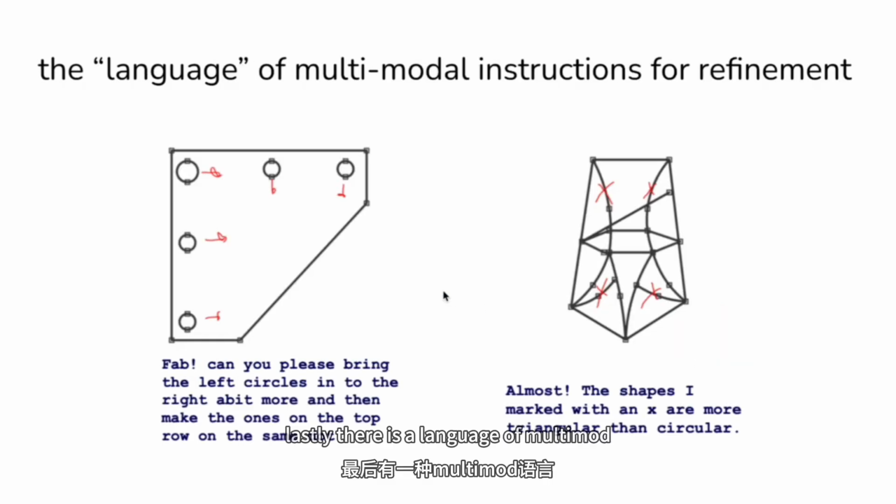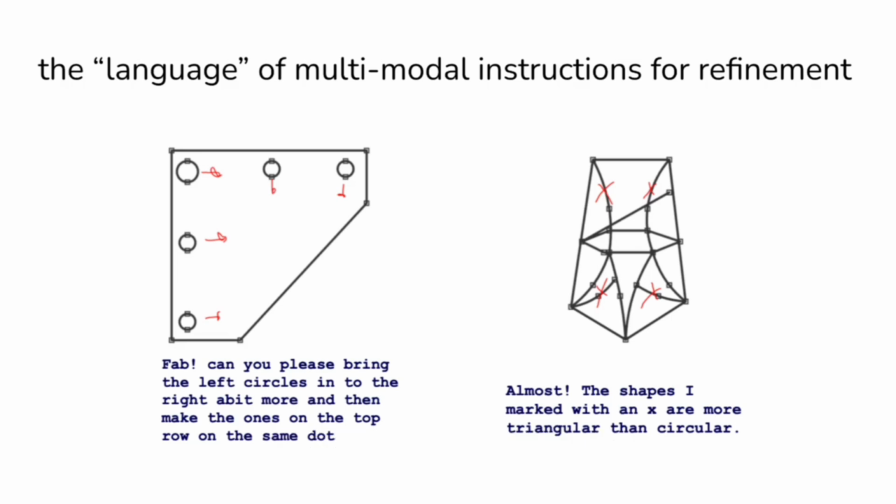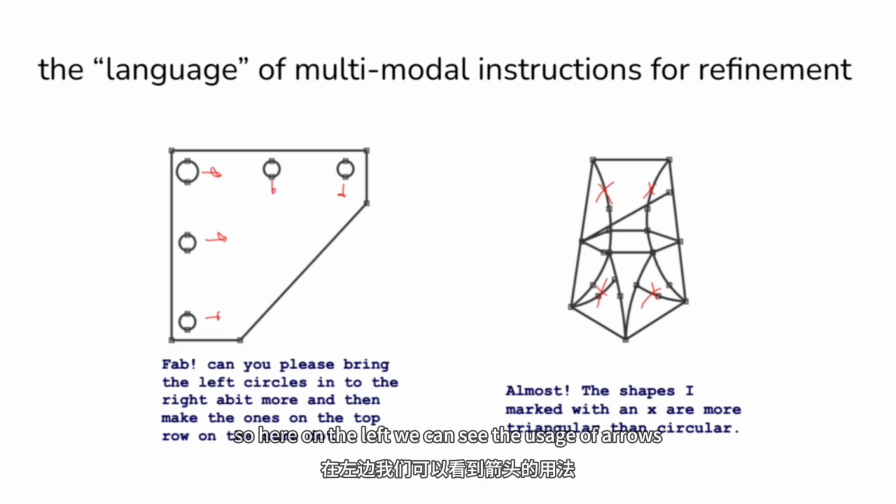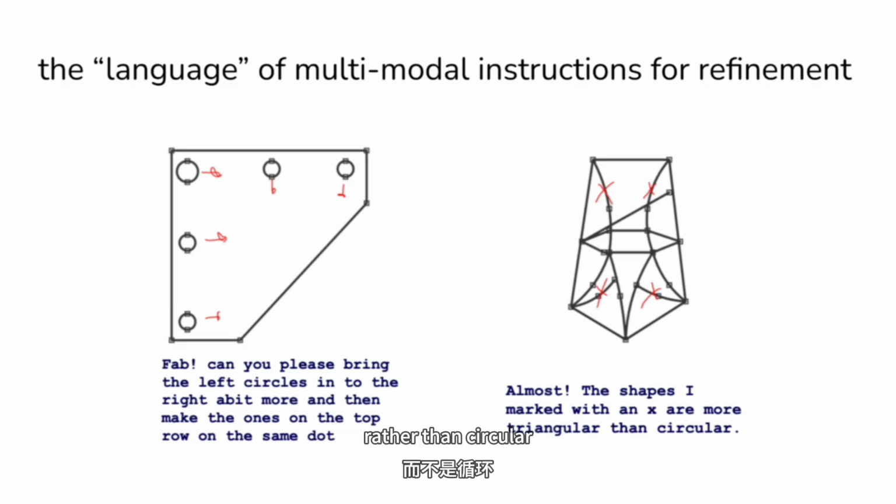Lastly, there is a language of multimodal instruction for refinement that is very poorly understood by existing VLMs and poorly understood in general, I think. So here on the left, we can see the usage of arrows, and on the right, the usage of these X marks. And the instruction says, make the part marked by X more rectangular rather than circular. So we know very little about how to ground these multimodal refinement instructions.